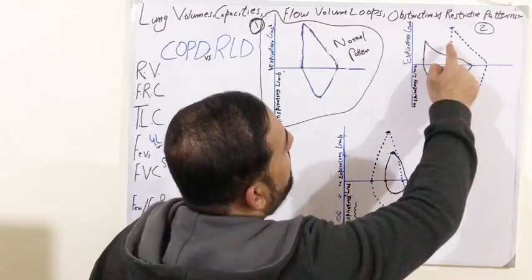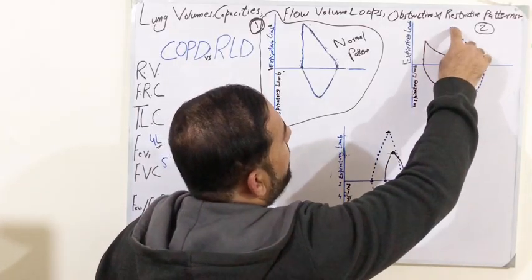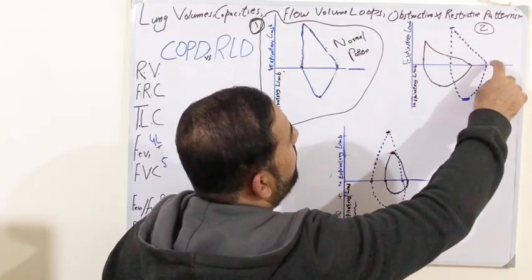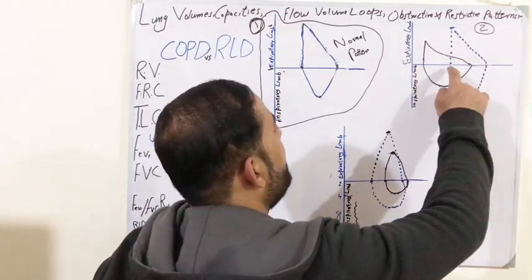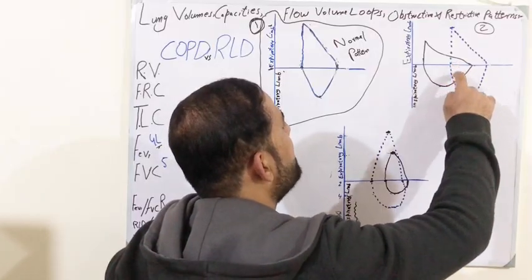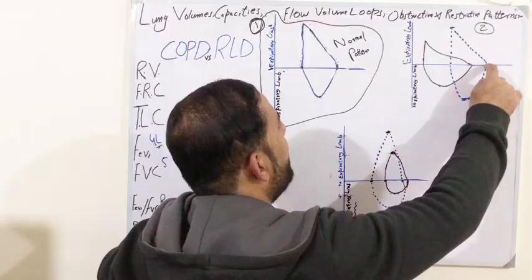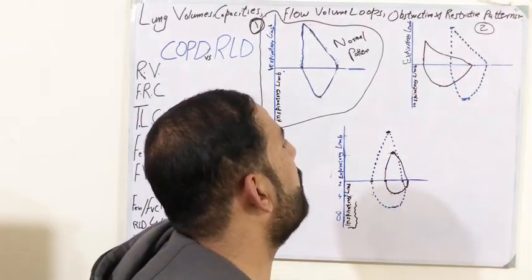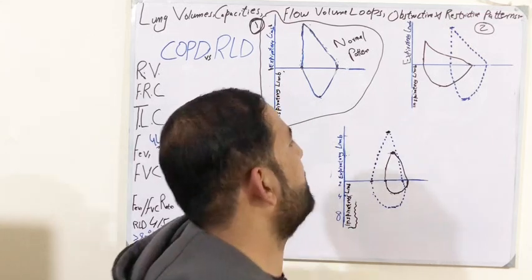So this is the normal pattern. The expiratory limb starts from here, reaches here, then goes down and comes back towards this flat line. And then the inspiratory limb comes down from this straight line, reaches here, and then goes up again and reaches your straight line. And this has a straight V-shaped pattern.